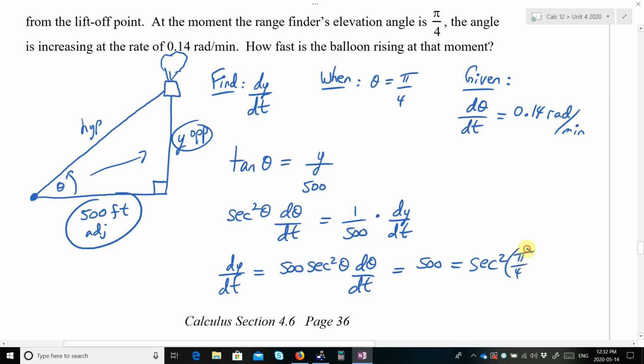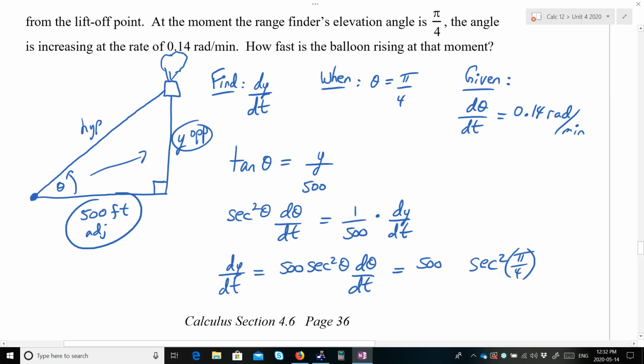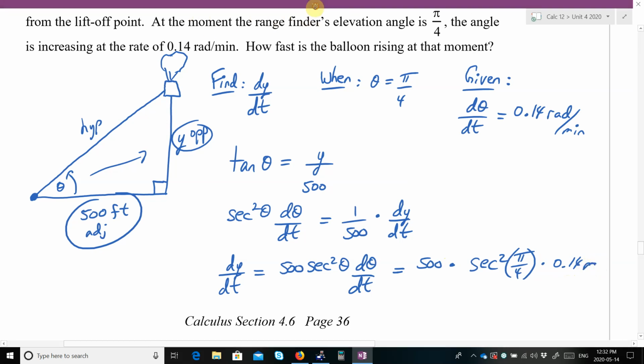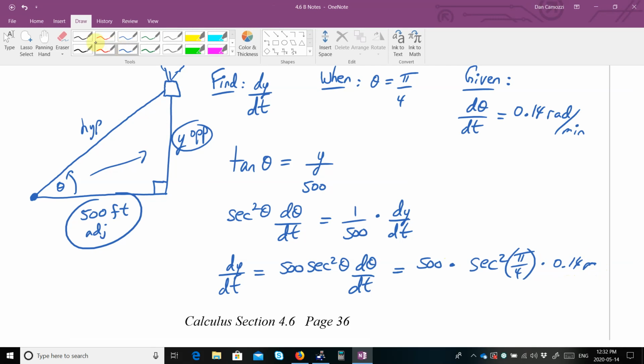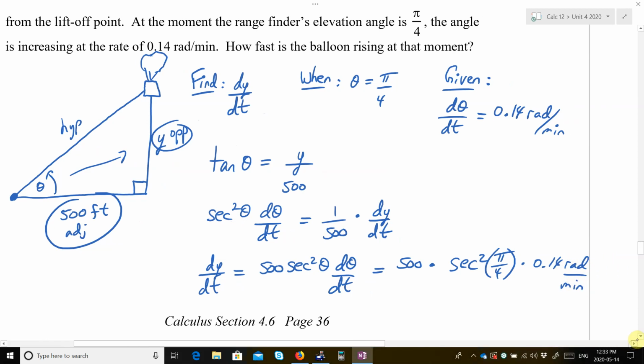We want the height at the instant the angle is pi over 4, which is 45 degrees, times, by the way, d theta/dt, 0.14 radians per minute.